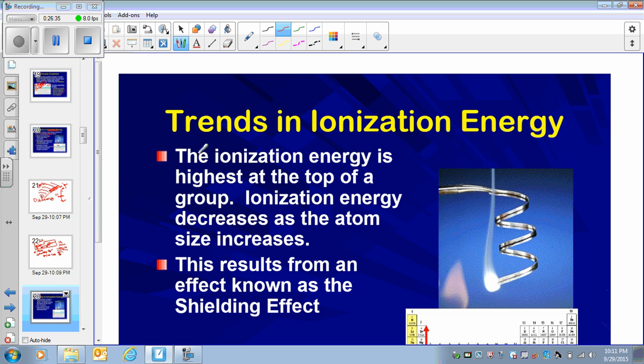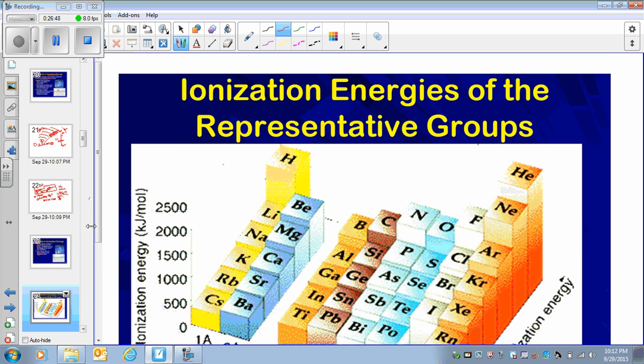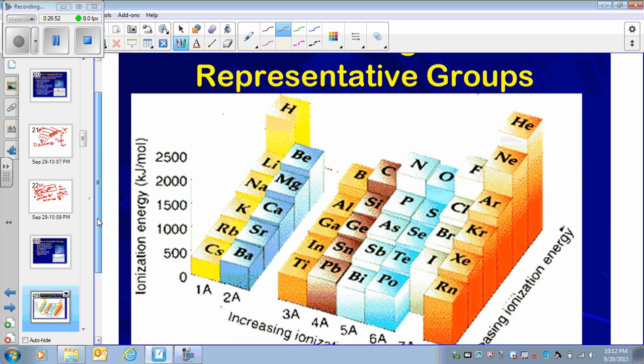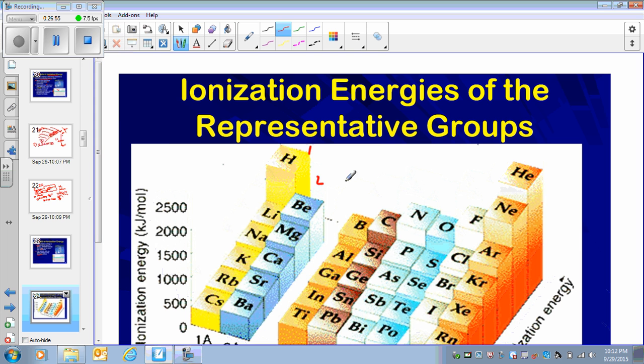So again, it is highest at the top of the group and decreases as the size of the atom increases. This results from the effect known as the shielding effect, because there are more electrons between the nucleus and the valence shell. So here are the representative groups. The representative groups are groups 1, 2, and then 13, 14, 15, 16, 17, and 18 in the periodic table. They are called representative groups. So this is a trend for the representative groups, that it is decreasing down and it is increasing across.